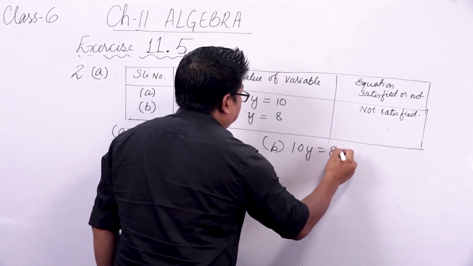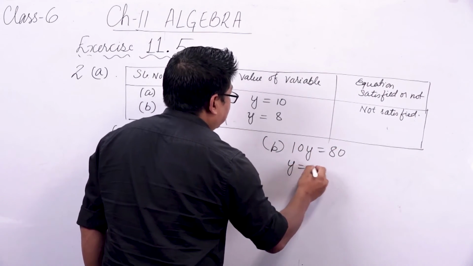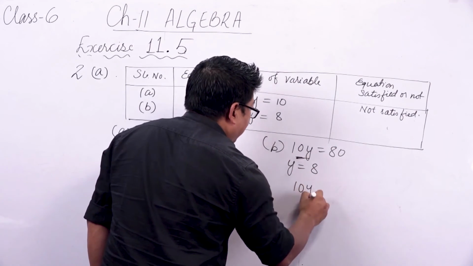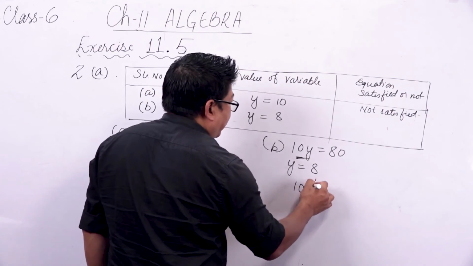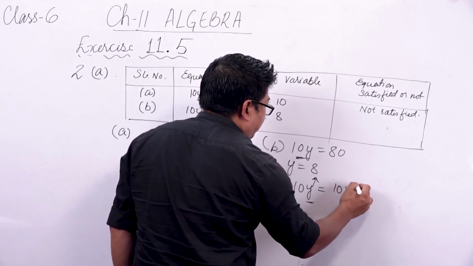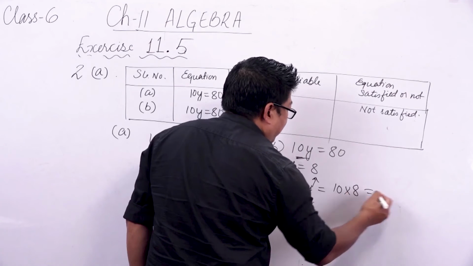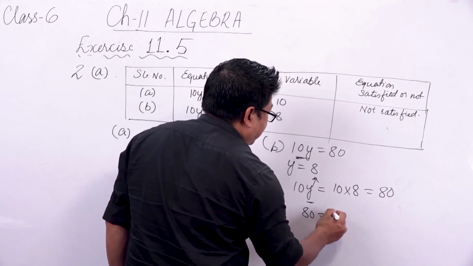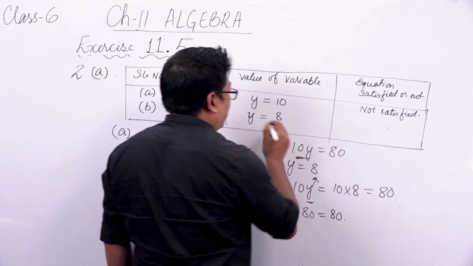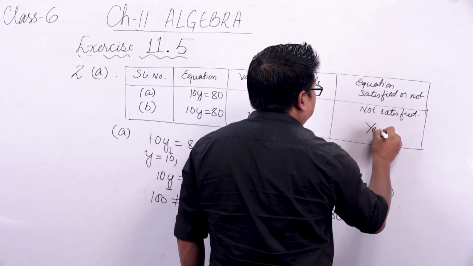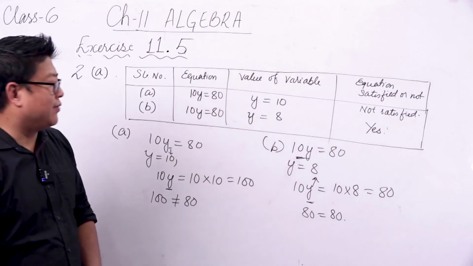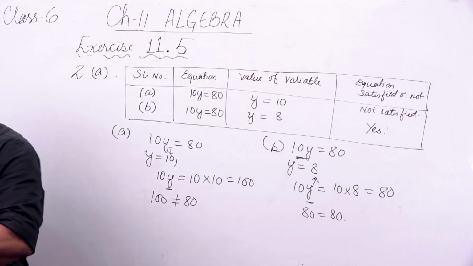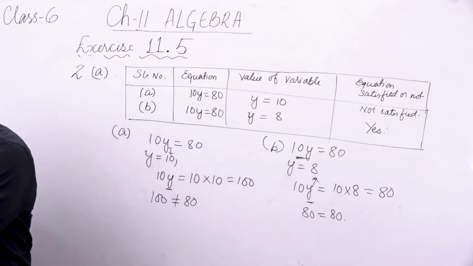10y is equal to 80. Now, y is given as 8. Now, if you take this 10y and replace the y with 8, 10 into 8. So, 10 into 8 is 80. Both of them are equal. 80 is equal to 80. So, we can see that the equation satisfies. All right? So, this is about this part of the question.